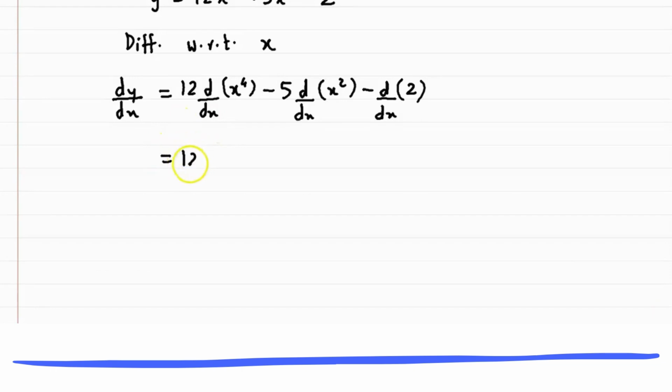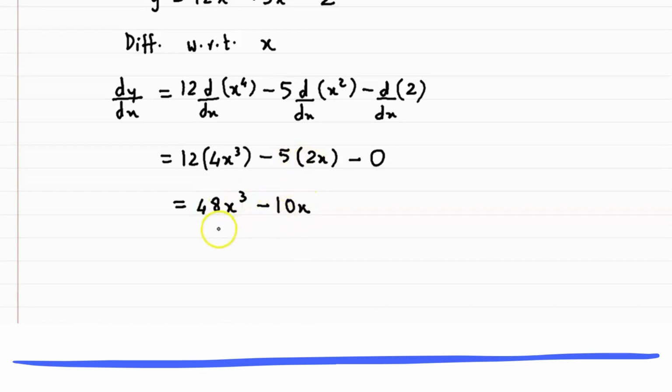So here we have 12 times, now the derivative of x raised to 4 is 4x cube, minus 5 into the derivative of x square is 2x, minus the derivative of constant 2 is 0. So we have dy by dx as, now 12 into 4, so that's 48x cube, minus 5 into 2x, so that is 10x. So this is the value for dy by dx.